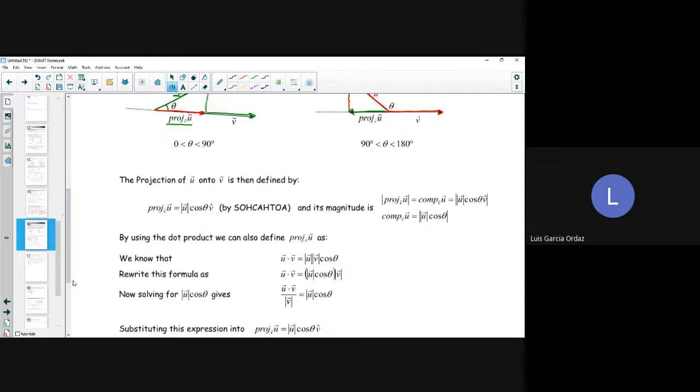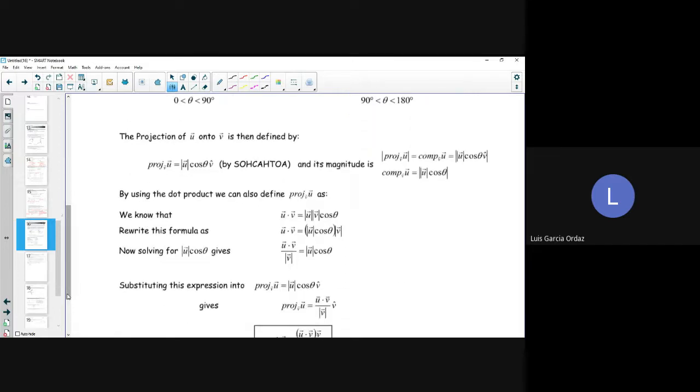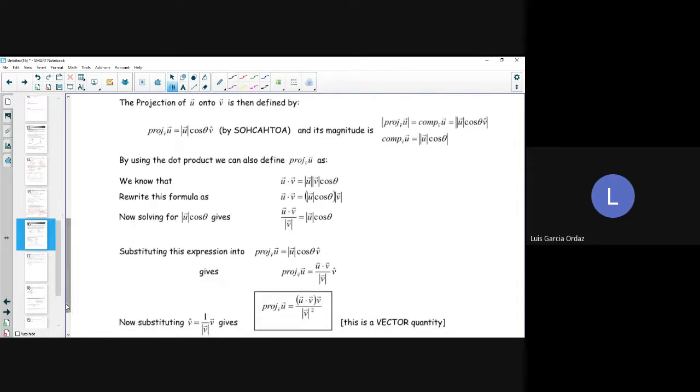So now, if you want to solve for the magnitude of u times cos theta, this gives us u dot v divided by the magnitude of v. Because we already know the magnitude of u times cos theta is the same thing as in the projection of u onto v, we can say that the projection of u onto v is equal to u dot v divided by the magnitude of v times the unit vector v.